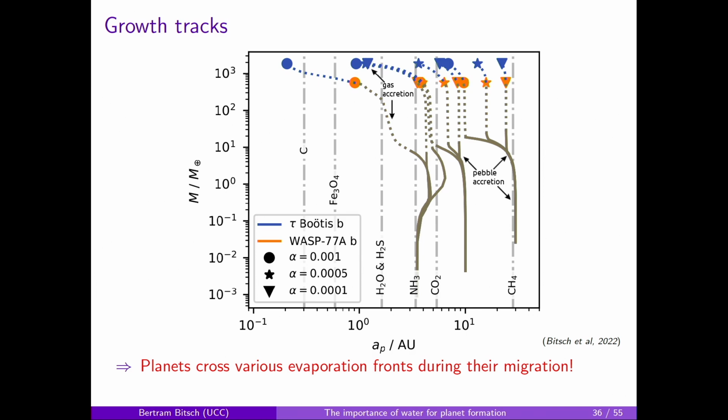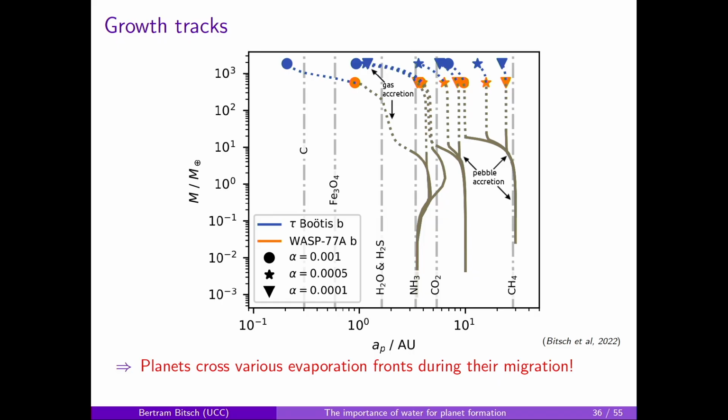And what you see is that these planets, as they grow, they actually migrate through the disk, and then they cross different evaporation fronts. So you see these are the lines that are indicated here. For example, we have here the water evaporation front. Now if your planet is in the outer regions of the disk and it grows, then during its core growth it can accrete water ice, because the water ice is trapped in the pebbles. You accrete the pebbles and you can happily accrete them.